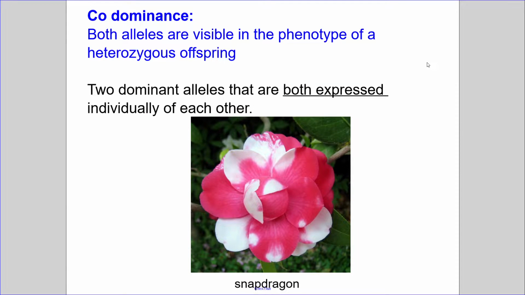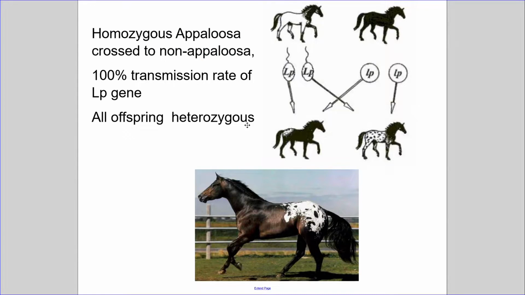Codominance. Codominance is when both alleles are visible in the phenotype of a heterozygous offspring. It's very, very similar to incomplete dominance, but instead of being a blend of colors, both are actually expressed individually of each other. So a red flower and a white flower, instead of making a pink flower, will make a red and white flower. So this is a heterozygous genotype between a red and a white flower. Horses, this Appaloosa horse is a good example of this.